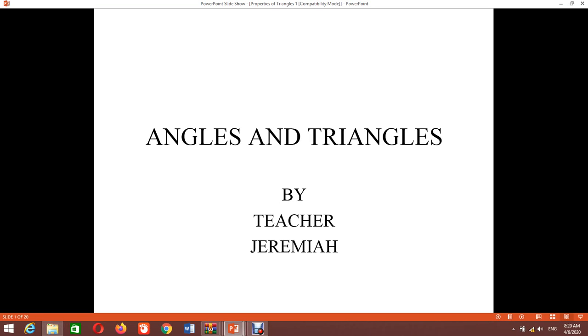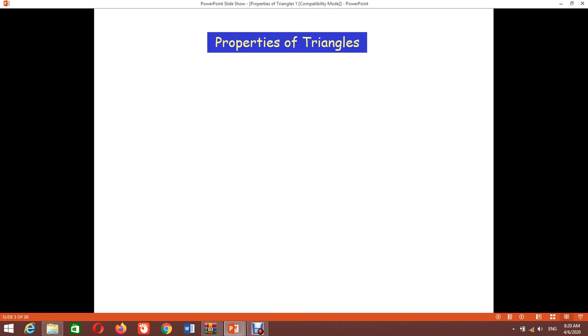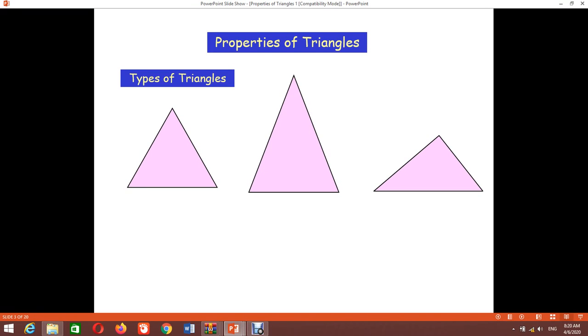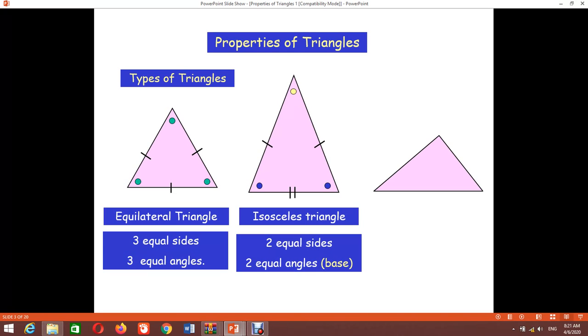Our new lesson is angles and triangles. We'll first and foremost begin with properties of triangles. Types of triangles. The first one is called equilateral triangle. Equilateral triangle has 3 equal sides and also 3 equal angles.